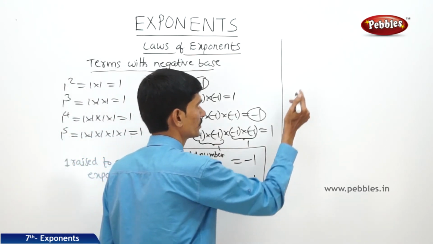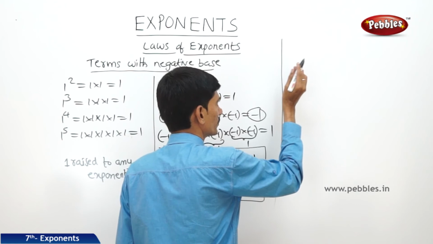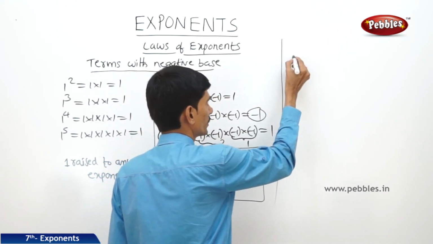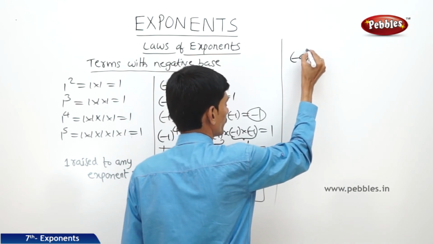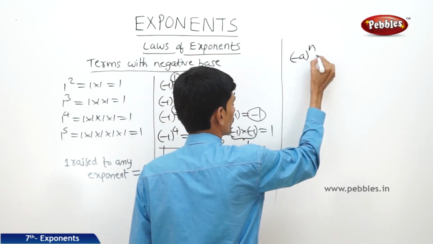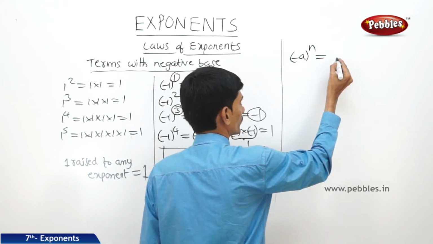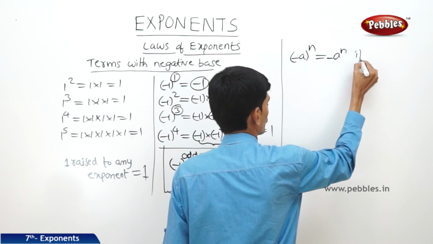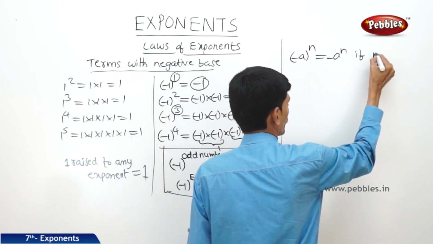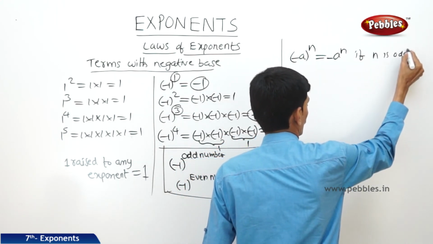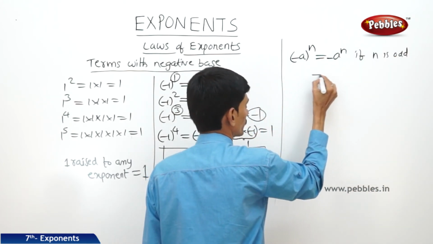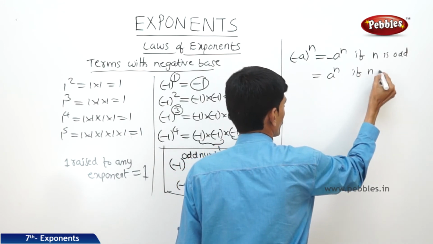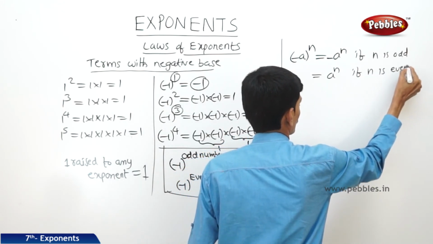Now let us see what is the value of the exponent with the negative base as minus a. Minus a whole to the power of n equals minus a to the power of n, if n is an odd number, and this equals plus a to the power of n if n is even.